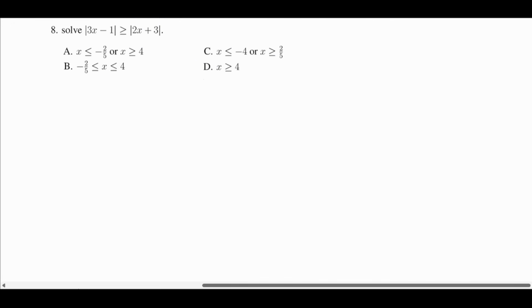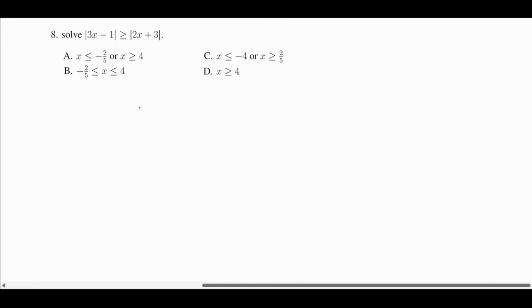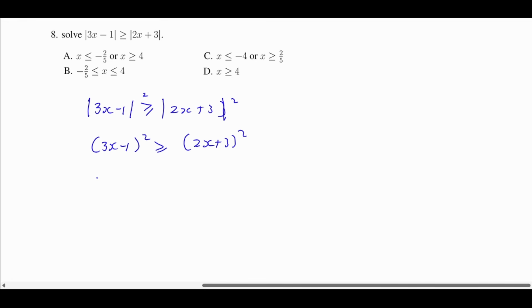Then question 8 takes the same format, where we have what we have here. We have to solve. Now to solve this one, we also use the same thing. We square both sides. So I have absolute value of 3x minus 1 greater than or equal to 2x plus 3. So if I square here, I have 3x minus 1 squared greater than or equal to 2x plus 3 squared. Now I open this one up, and 3 times 3 will give me 9x squared.